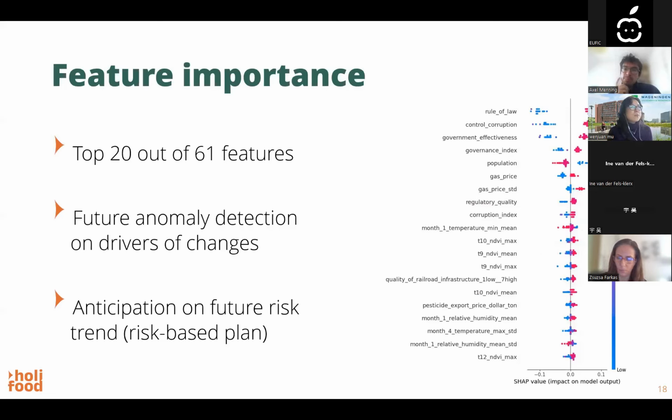Here we have a feature importance table. I'm not going to go in-depth here for time reasons. But what I want to pinpoint is that we want to select the most influential features that could be used to explain the occurrence of food safety hazards. In this way, in the future, we could monitor the trends of these features. For example, we could apply anomaly detection on those features, the drivers of change, and come up with suggestions for a future risk-based monitoring program.